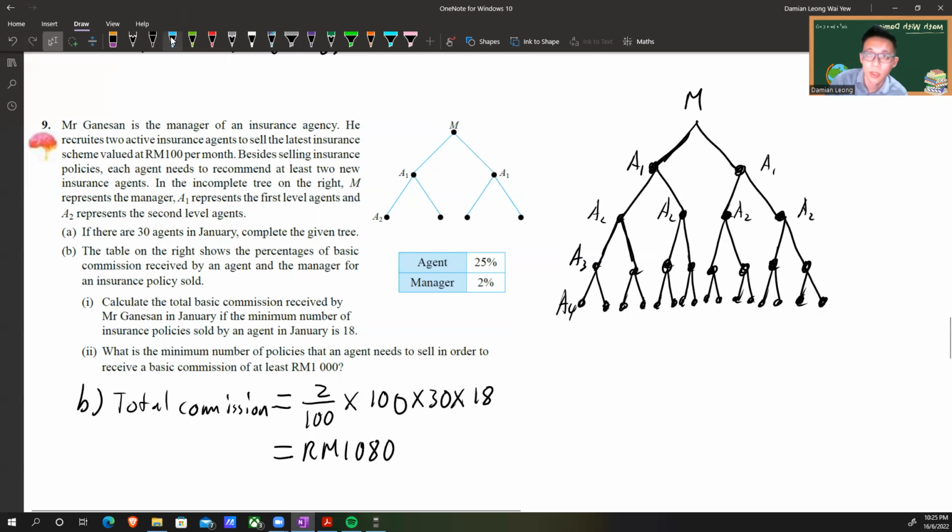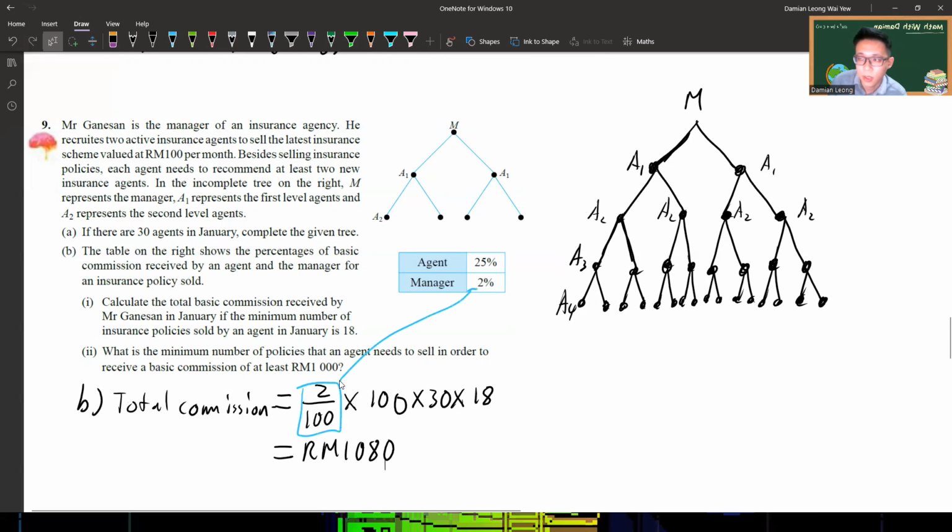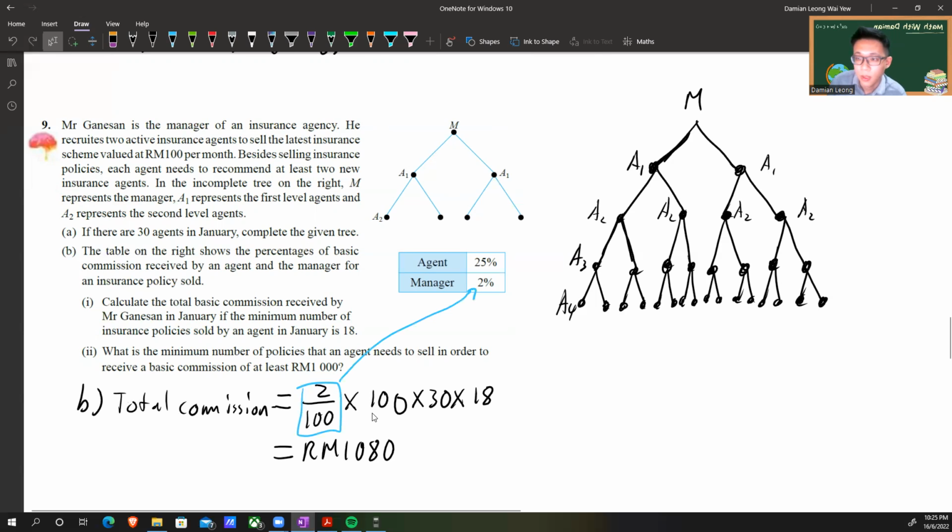So this is from the percentage. The 100 here is from the 100 per month. 30 is the number of agents. This is the number of policies per agent. Okay, that's B1.